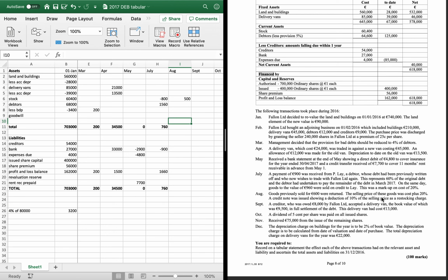What's happening to debtors? Debtors would go down by the selling price of 600, but there's a restocking charge, so he's not giving him the full credit note of 600. He's taking away 10%, so it's 90% of 600, which should be 540. Okay, so debtors will go down by 540, which means instead of making a loss of 600, he's only made a loss of 40 euros on that sale and return. So he's given 540 back off the stock that cost 500 to us.